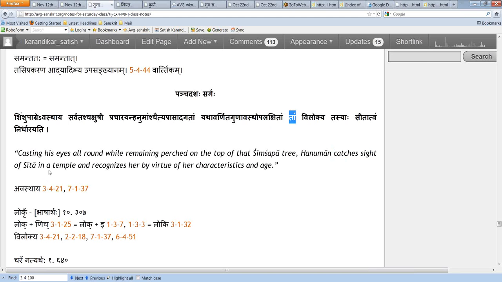In a temple is his Chaitya Prasada Gatam. So Chaitya Prasadam Gatam, Chaitya Prasada Gatam, Ditya Samasaha, and recognizes her. Nirdharayati. Again, her is again the tam, by virtue of her characteristics and age.